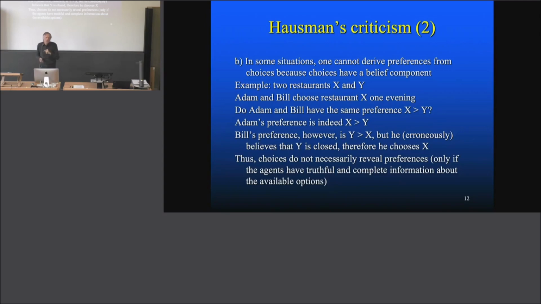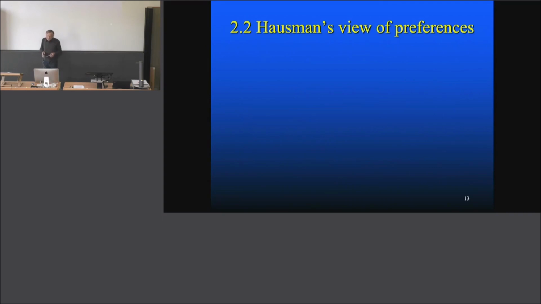And that doesn't work if there's a belief component involved in the choice. So this is an interesting point. Of course, it's not that the neoclassical economists are now completely defenseless, but this is one of the things that Hausman brought up in order to show that revealed preference theory is not okay.